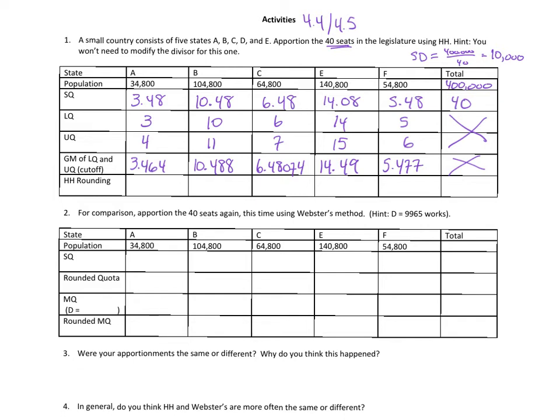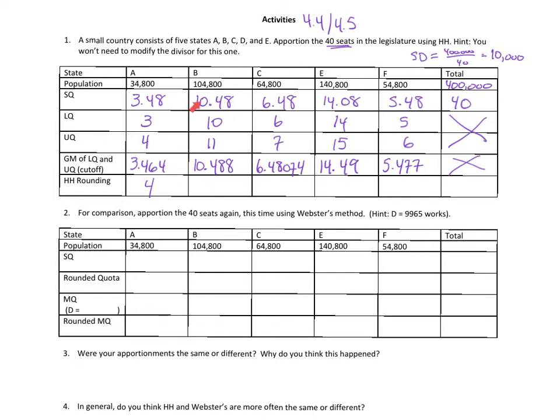Now Huntington-Hill rounding has you compare the standard quota to the cutoff. So these numbers, these geometric means, these are the cutoffs. If my standard quota is below it, you round down. If the standard quota is above the cutoff, round up. So I'm going to compare 3.48 to 3.464. 3.48 is above this cutoff value, 3.48 is bigger, so I'm going to round up to 4 because my quota is above the cutoff value.